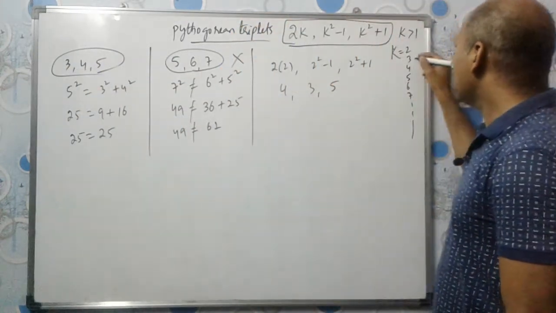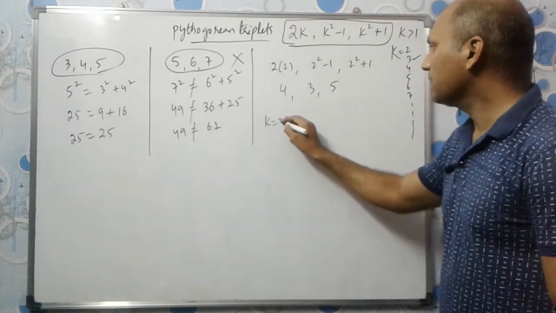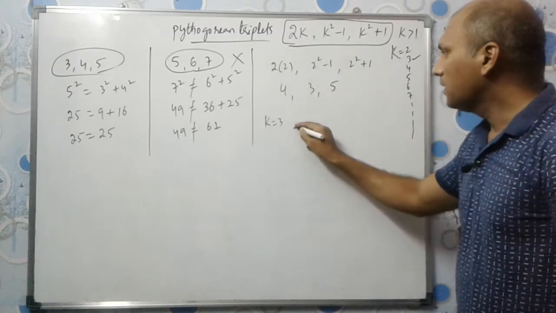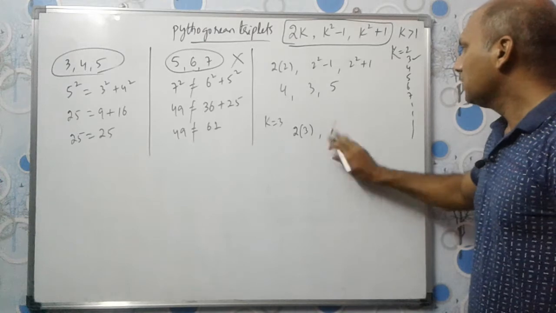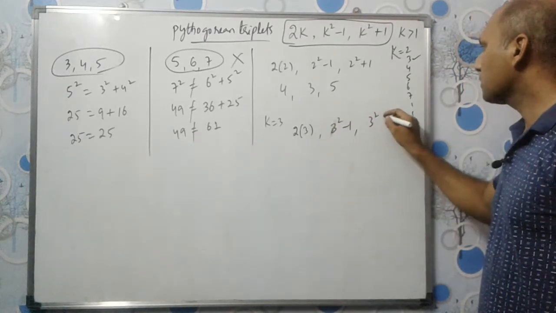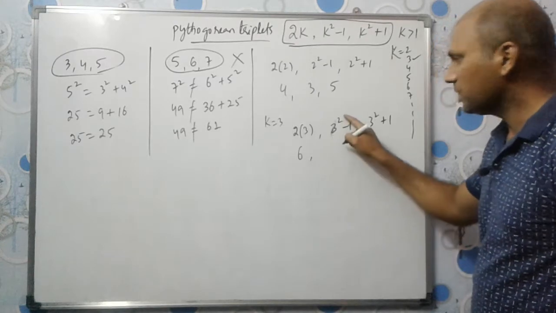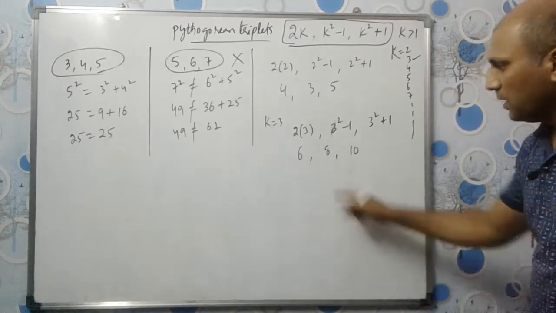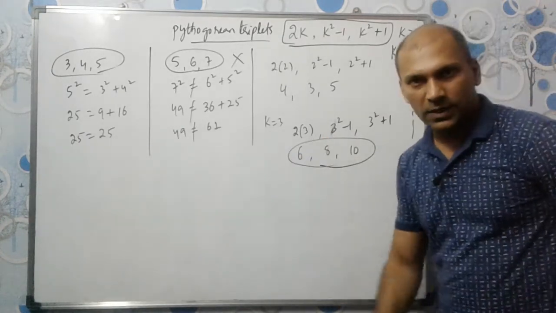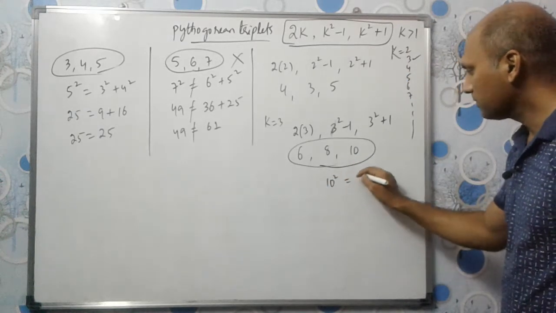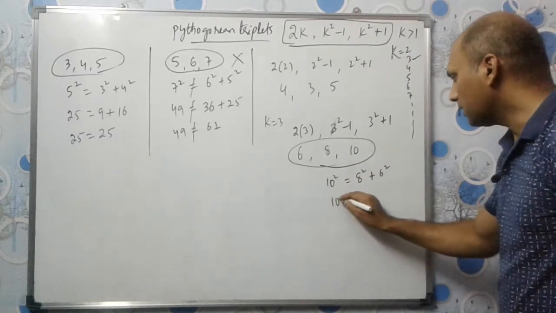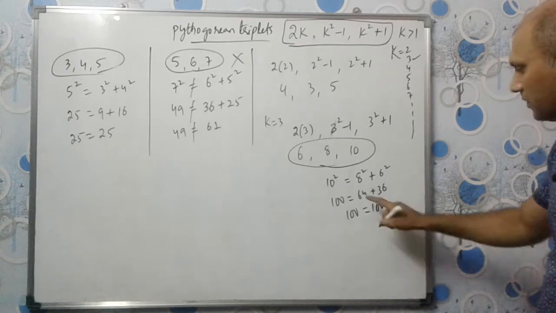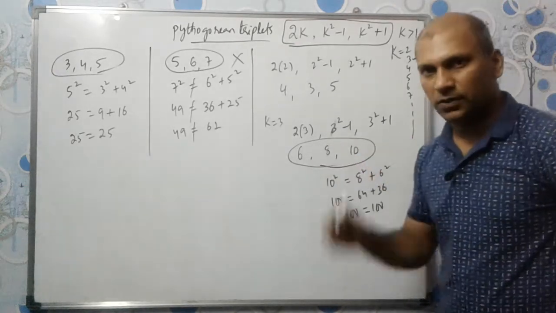Okay, like this. Let us take k is equal to 3. I am substituting k is equal to 3 in the general form of Pythagorean triplets. So 2 into 3, 3 square minus 1, 3 square plus 1. This is 6, 3 square is 9, 9 minus 1 is 8, 9 plus 1 is 10. You can say these are Pythagorean triplets. See, longest side 10 square is 8 square plus 6 square: 100, 64 and 36. 100 is equal to 100. 64 plus 36 is 100. 6, 8, 10 are Pythagorean triplets.